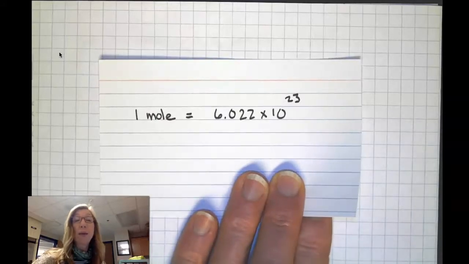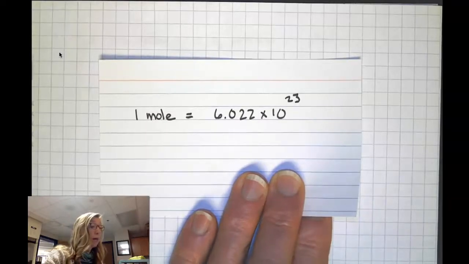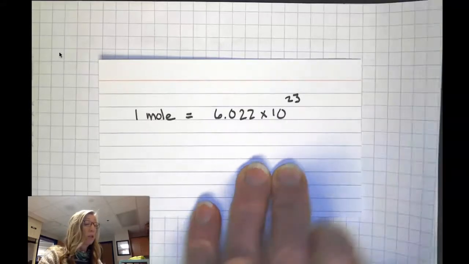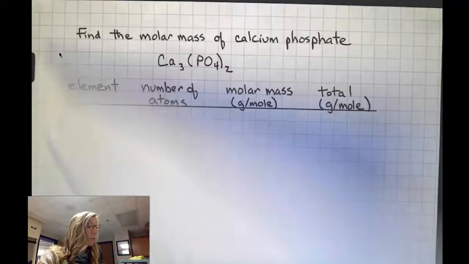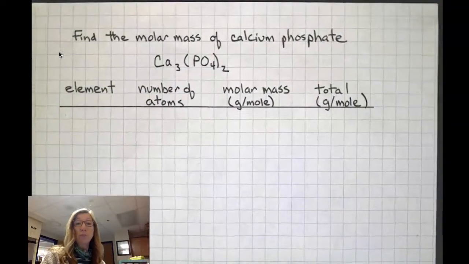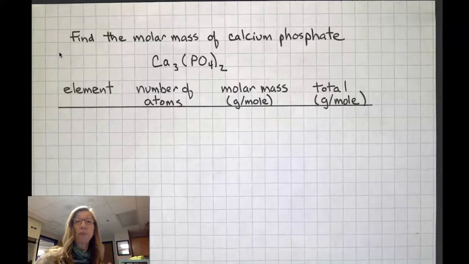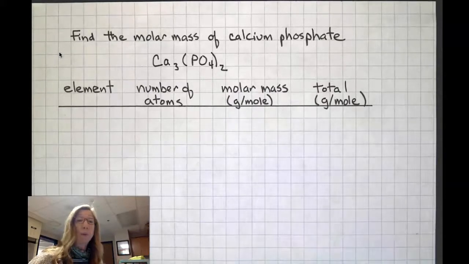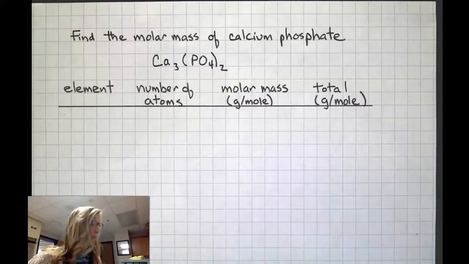We're going to figure out the mass in grams of 6.022 times 10 to the 23rd, either atoms or molecules or what we call representational units of a compound. And today we're going to do calcium phosphate. So step 1, you are going to write down each element that is in this compound.